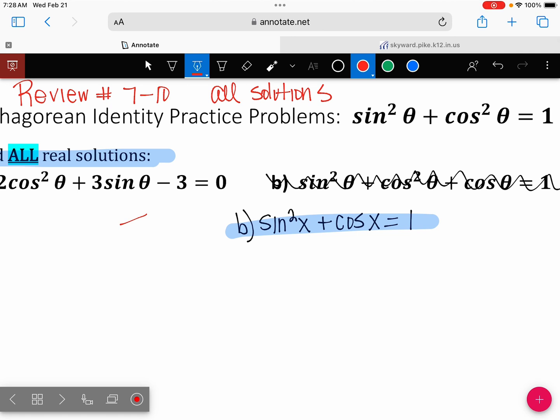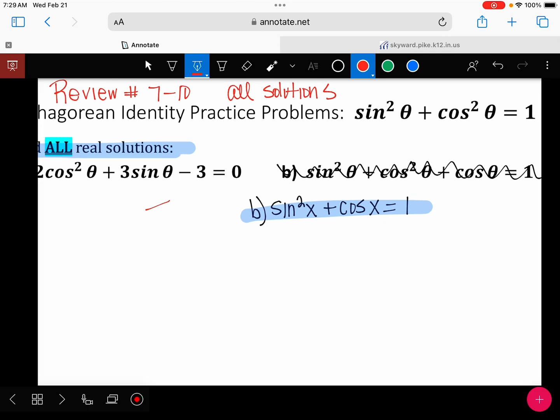Okay, so your review question numbers 7 through 10 say all solutions. We didn't get a chance to talk about this yesterday. And this question and the question we did yesterday required you to use the Pythagorean identity.